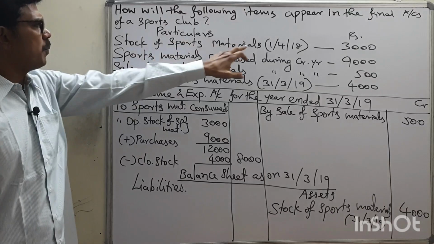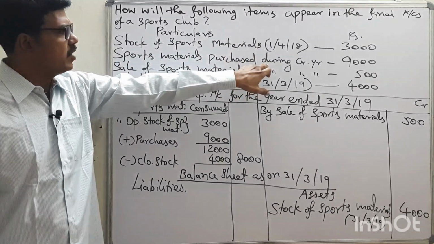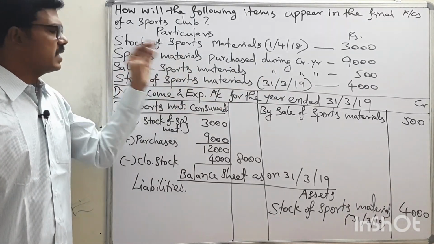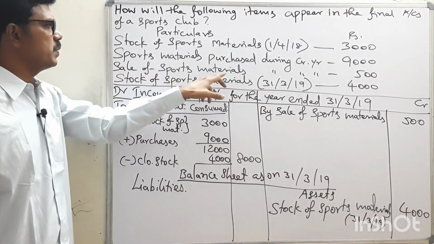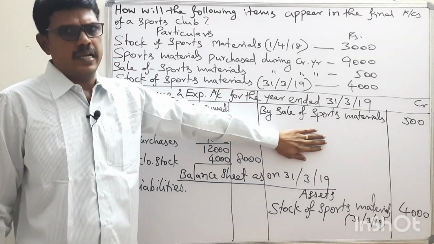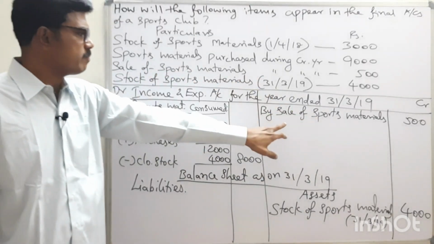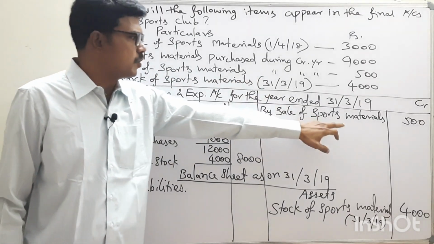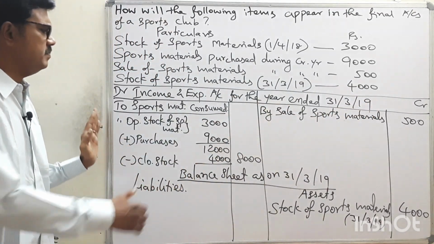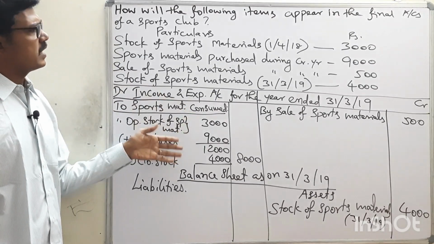Here, opening stock is given, purchases made during the year are given, closing stock is given, and sale is the income. Sale of sports material is the income. We can directly show that on the credit side. Credit all incomes and gains. By sale of sports materials, rupees 500. It should be directly credited. Whereas here, we should calculate, as it is not directly given in the problem.